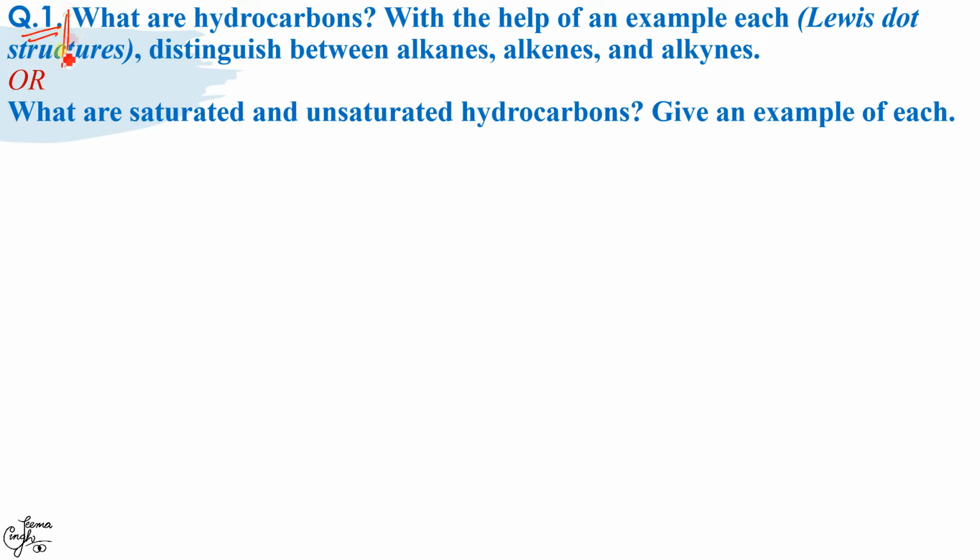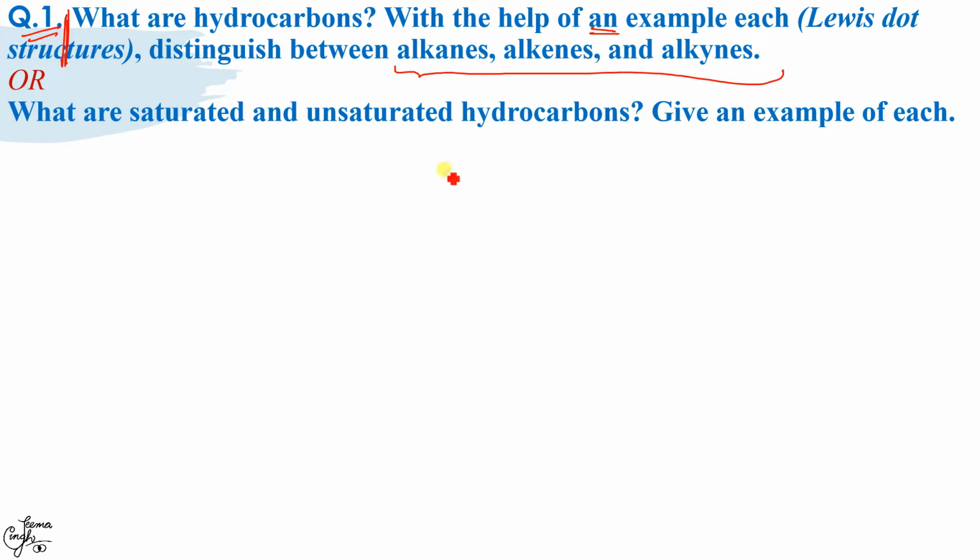You might have a direct question like the one provided here. This was a board question sometime back. What are hydrocarbons? With the help of an example each, just one example, that is Lewis dot structures, also known as electron dot structures that we have already covered, distinguish between alkanes, alkenes and alkynes. So let's split the question.